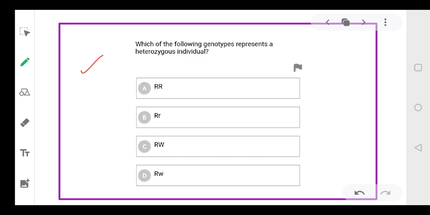The question is, which of the following genotypes represents a heterozygous individual? Which of these is in the heterozygous condition? See, is it RR? RR is homozygous because both are the same. Is it capital R, small r? Yes. So your answer is R, small r.